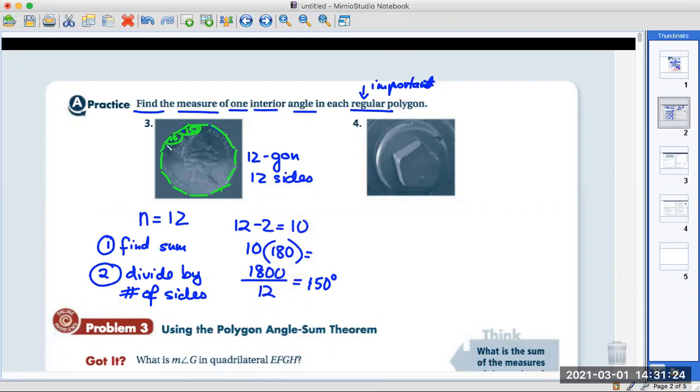Do you see where there's a big angle here, right? Almost a straight line. That's why the number is so big. These are all angles. Anyways, 150 degrees for each angle.